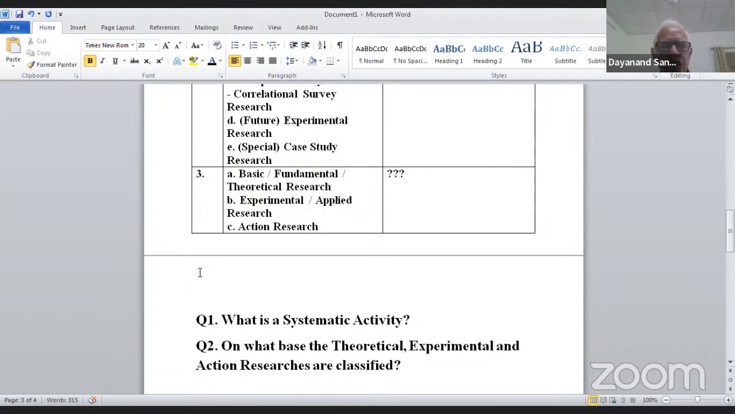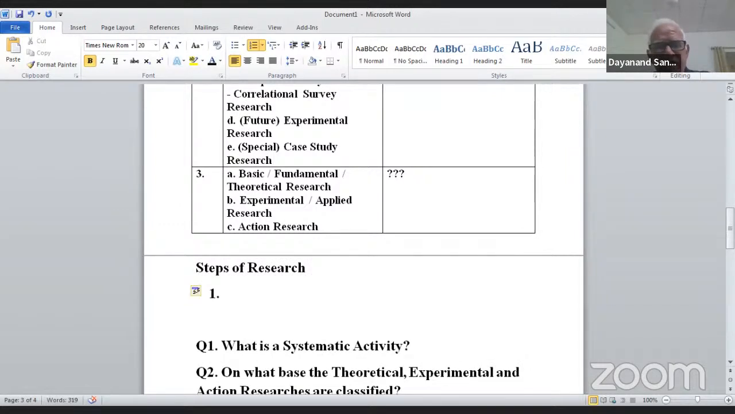Then I proceed further. Now I am telling you, because research is a process, so there must be steps of research. Can any one of you tell me what can be the first step of the research? Defining the research problems. Okay, any other one? Any other participant like to answer? Identification of problem. Excellent, very good. So your answer is correct. The first step is identification of problem.